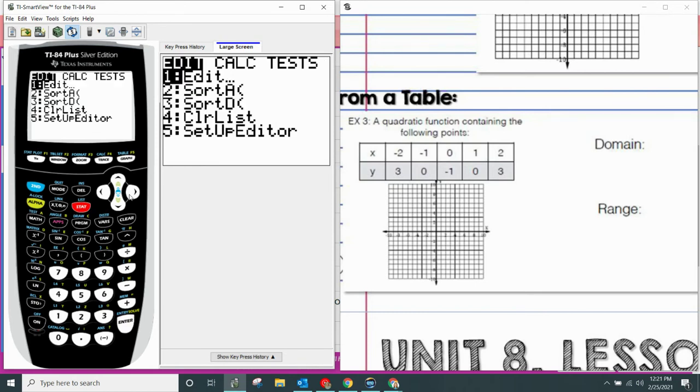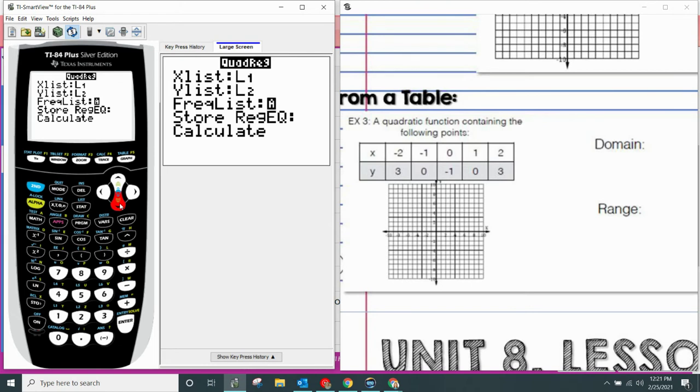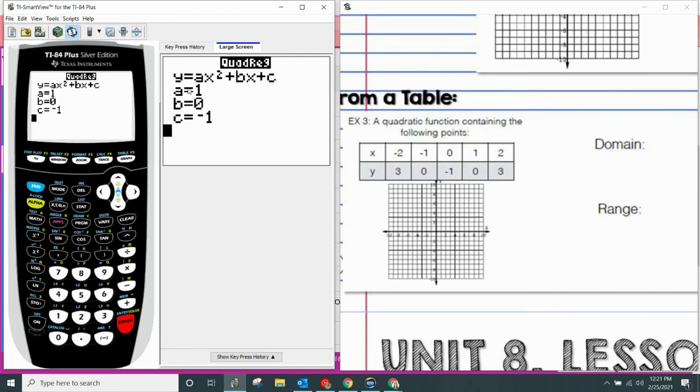And I go back to Stat, and go over to Calculate. Because this is a quadratic function, I have to do 5, QuadReg. I go down to Calculate, hit Enter. And here is my equation: y equals 1x squared plus 0x. I don't even have to write the middle term, the bx term, because b is 0. And then c is minus 1. So I have x squared and minus 1. My equation is y equals 1x squared minus 1.